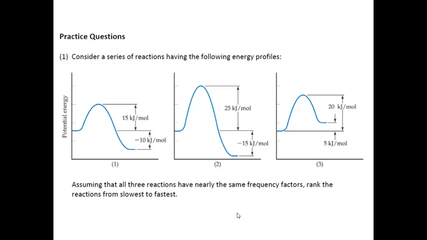Reaction number 1 has an activation energy of 15 kilojoules per mole. Reaction 2 has an activation energy of 25 kilojoules per mole. The forward reaction for reaction 3 has an activation energy of 20 plus 5 kilojoules per mole. That means reactions 2 and 3 both have the same activation energy and should be equal in terms of rate. Number 1, which has lower activation energy, should be the fastest.